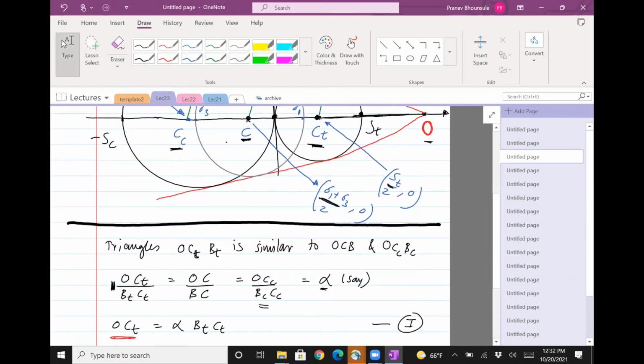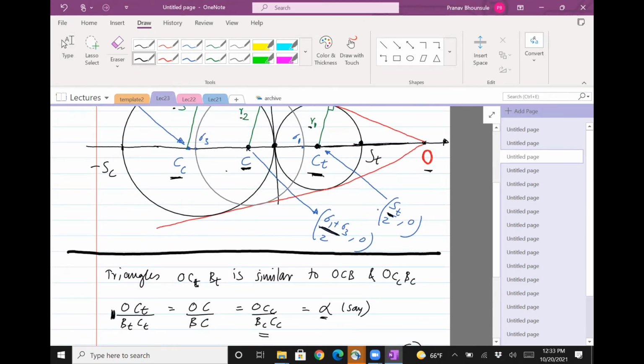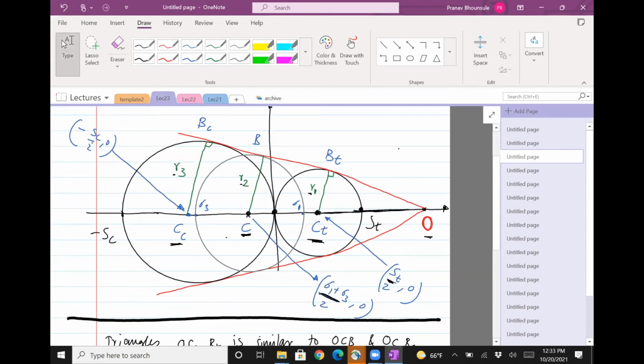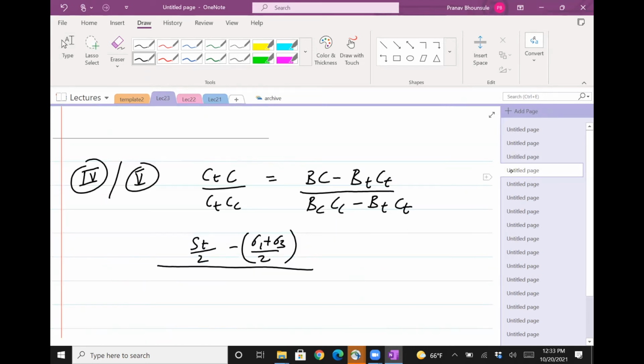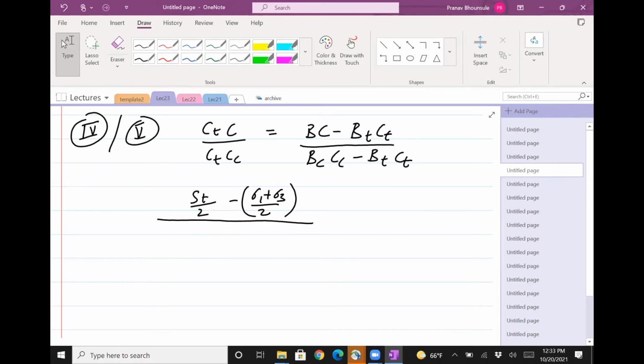I've already written down that CT is ST divided by 2, and CC is minus SC divided by 2. So I just have to subtract this from that. And so I can write ST divided by 2 minus of SC divided by 2. Okay, we're almost done. Left side, we have BC minus BT, CT. Okay, the distance between B and C.